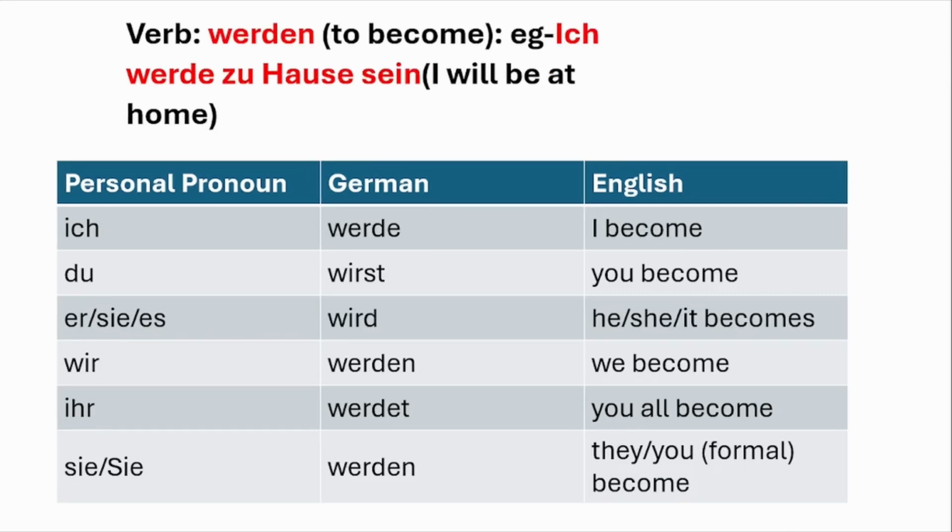Werden means to become. So ich werde, I become. Du wirst, you become. Er, sie, es wird, he, she, it becomes. Wir werden, we become. Ihr werdet, you all become. Sie werden, they or you become.